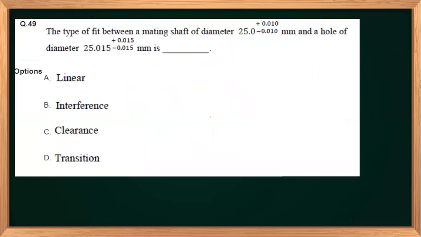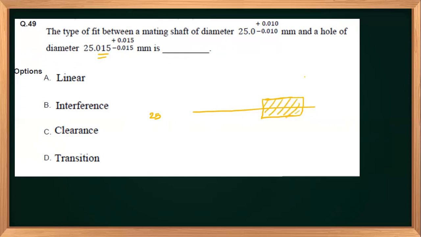Now this is also a tricky question. People will tend to answer it very fast. Even if by mistake you didn't see this one, you will still end up with the same answer. So we have a basic line of 25. Now it's saying that this is the diameter of the shaft. So if I make it in the tolerance diagram, I can find out that this is the shaft.